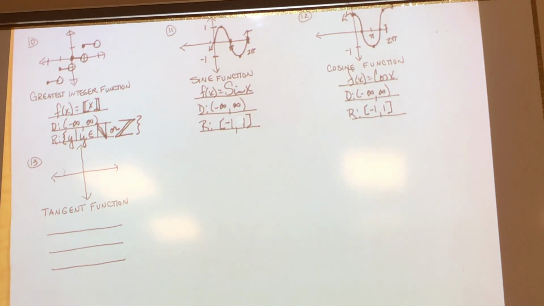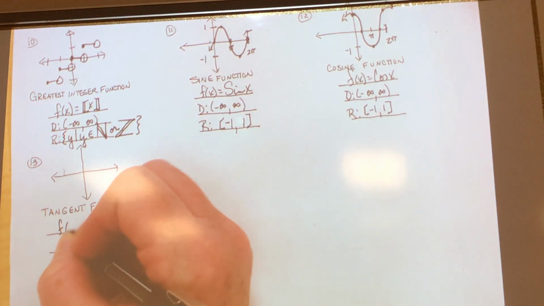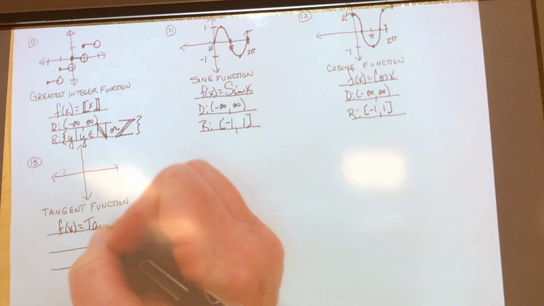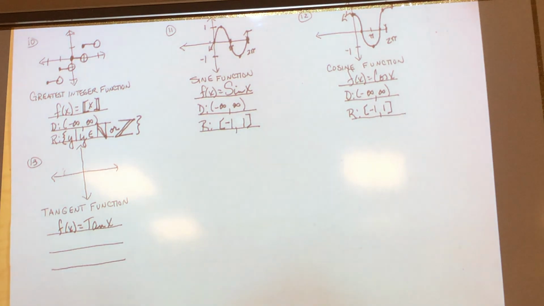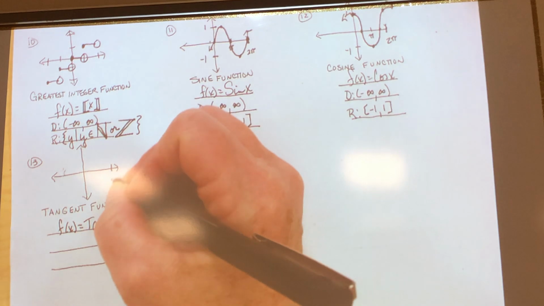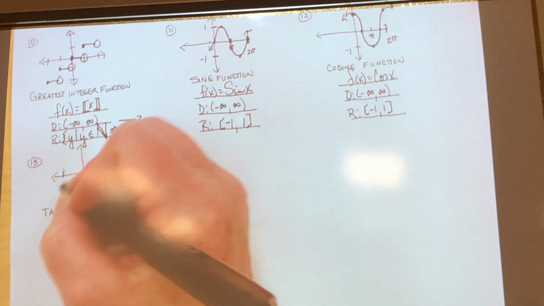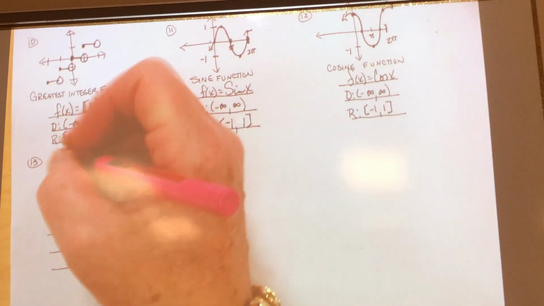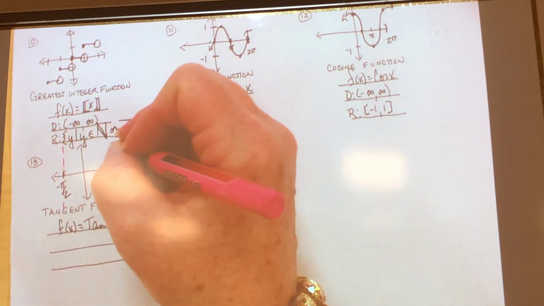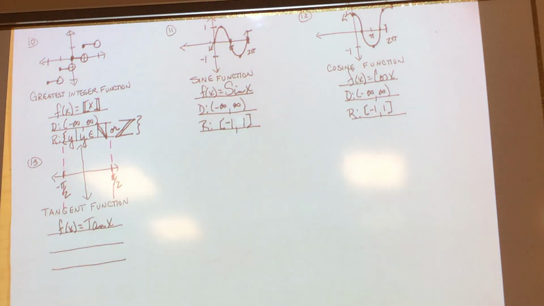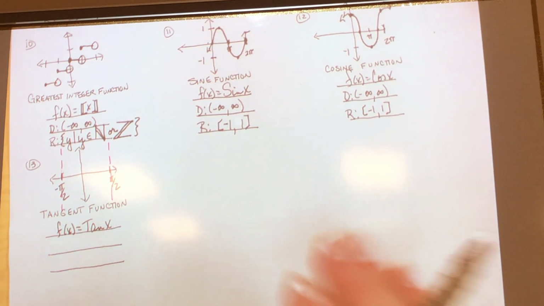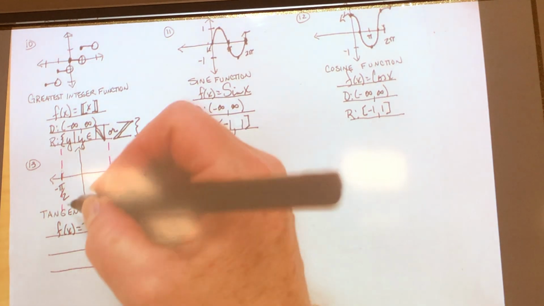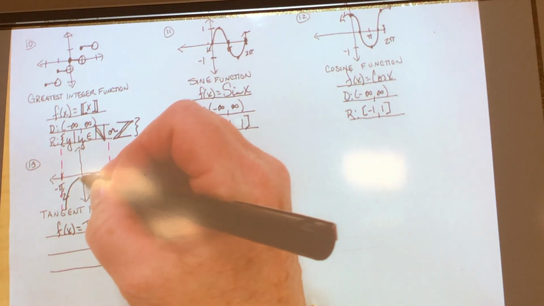Okay, let's do the tangent function. F of x is equal to tan x. Here's what he looks like. He is bound by asymptotes at pi over 2 and negative pi over 2, so I will draw my asymptotes. And then he has what looks like a cubic curve in the middle. It's actually not because it is bound, but it looks like this.